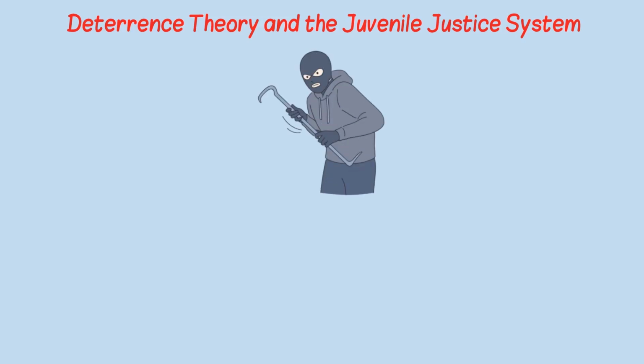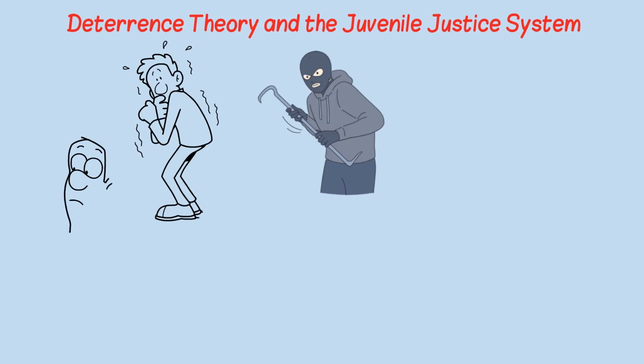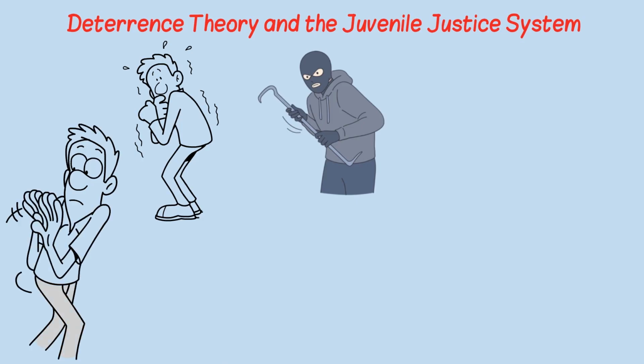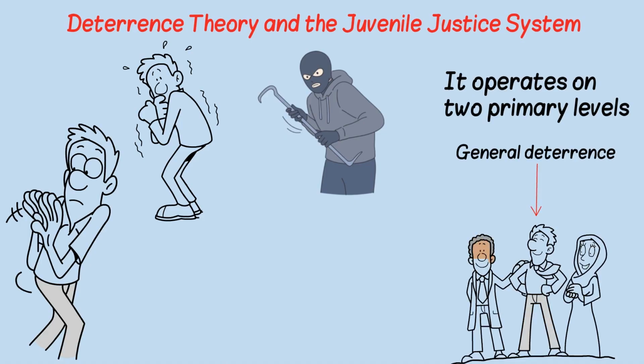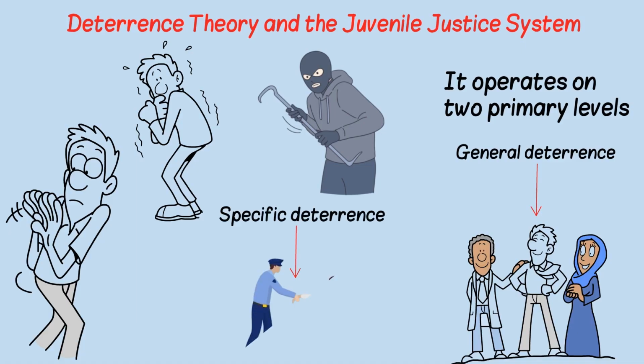Deterrence theory and the juvenile justice system. Deterrence theory is a criminological concept centered on the idea that the fear of punishment can discourage individuals from engaging in criminal behavior. It operates on two primary levels: general deterrence, which aims to prevent crime within society by making an example of punished offenders, and specific deterrence, which focuses on dissuading the punished individual from reoffending.